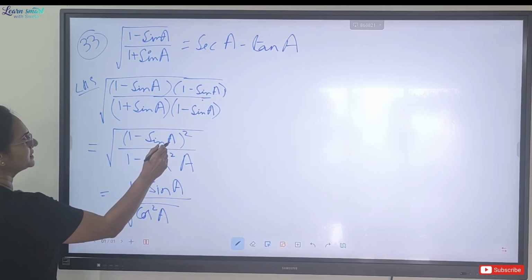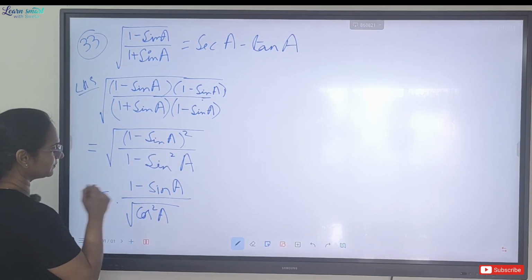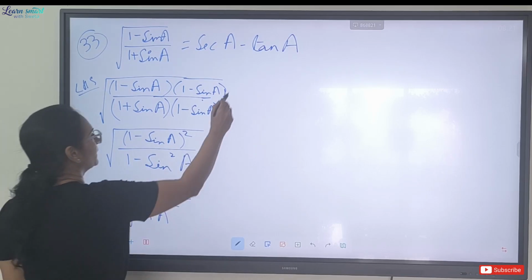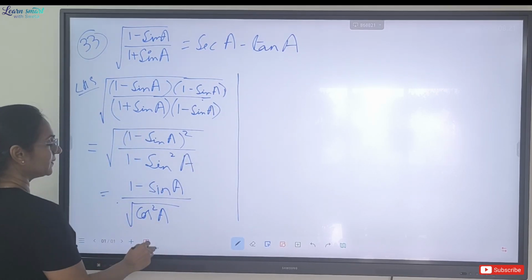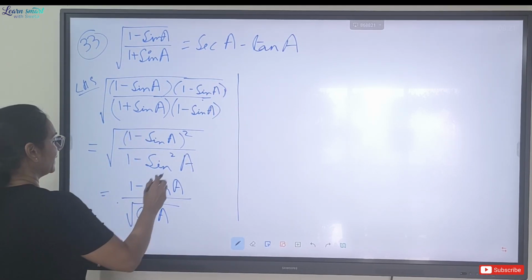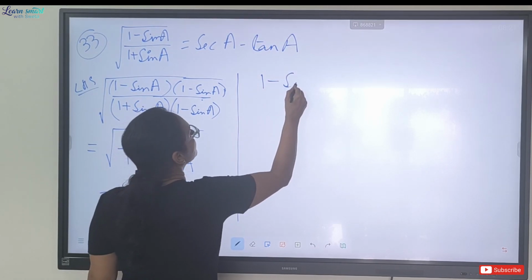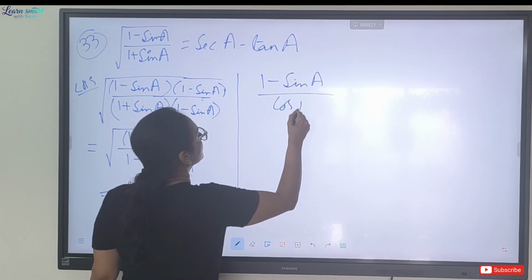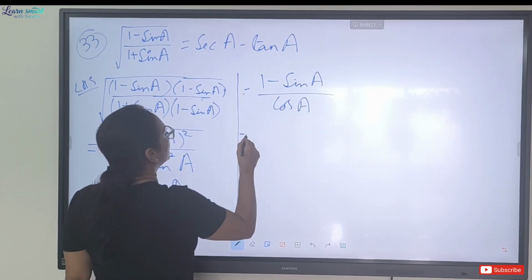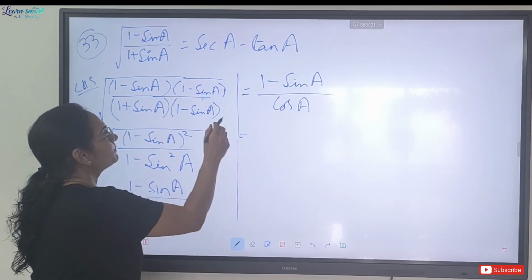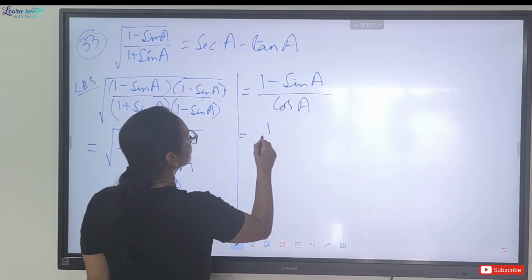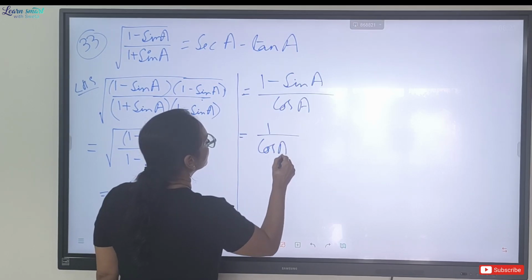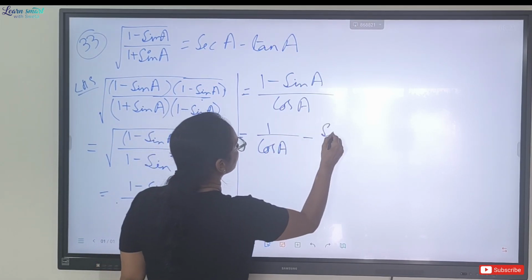So root of 1 minus sin A whole square is 1 minus sin A, and this is root cos square A. Now root cos square A is cos A. So we will write 1 minus sin A by cos A. And now again we will split it and write 1 by cos A minus sin A by cos A.